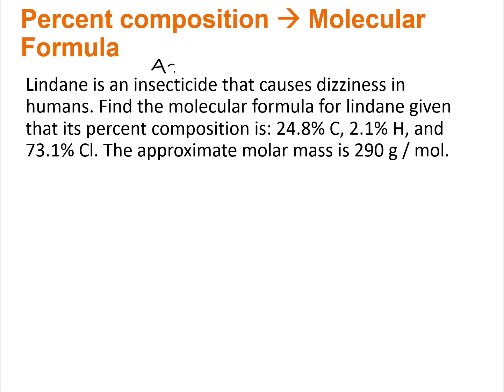Just like before, when you have percent composition, you assume that you have 100 grams of your compound. That way, you can take those percentages and make them into grams. That will help you a lot more than percent.